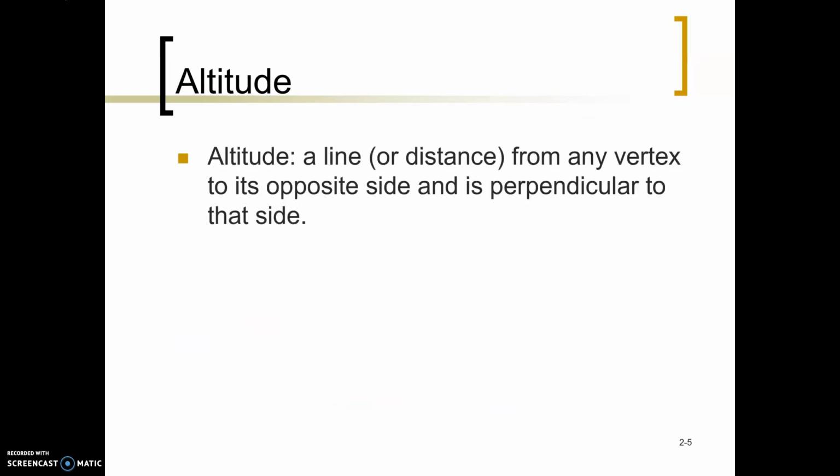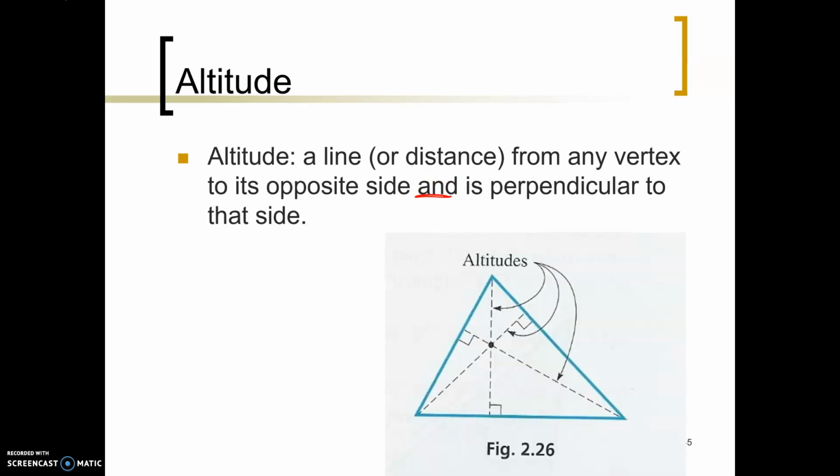An altitude in a triangle is a line from any vertex to its opposite side, and it is perpendicular to that side. So in this diagram, we have 3 altitudes drawn with dotted lines here. From this vertex to the opposite side and perpendicular to it. This line is an altitude and it is perpendicular to this side. Altitude can also be known as height.